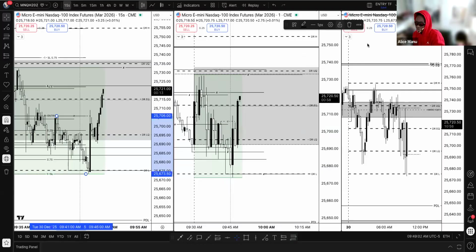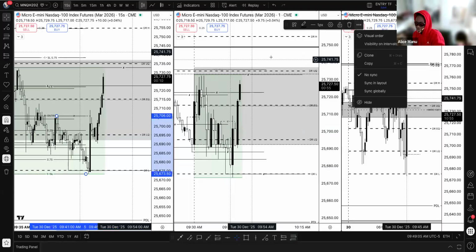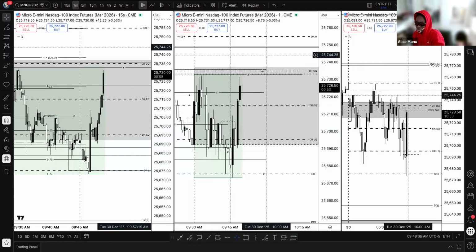What did I just do? Didn't I do no sync? Why is it still synced? There was no sync. I'm tripping. Too many lines and it's all black and white.